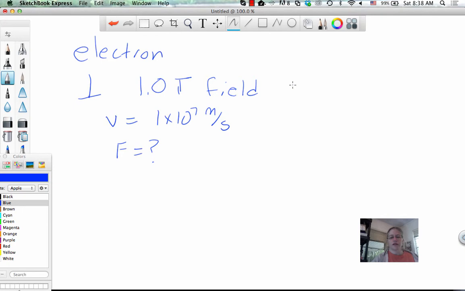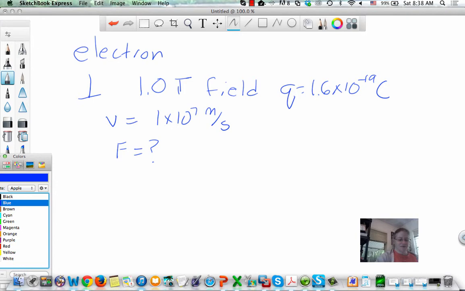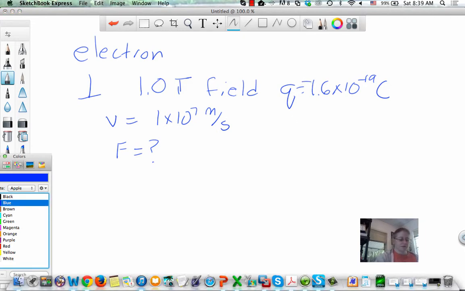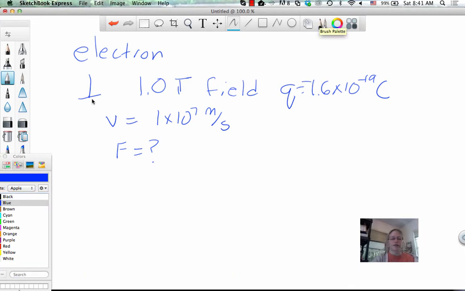So what was the charge on the electron? 1.6 times 10 to the negative 19 coulombs. I'm only looking for magnitude, so it doesn't matter that it is negative.